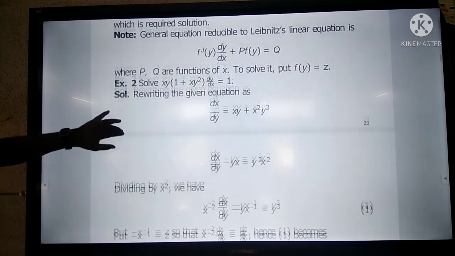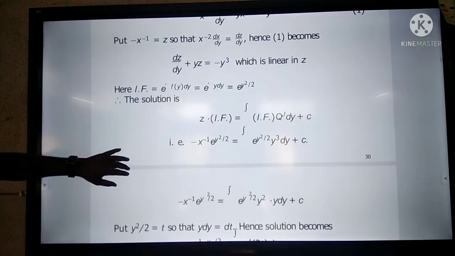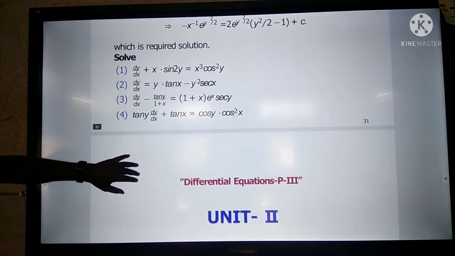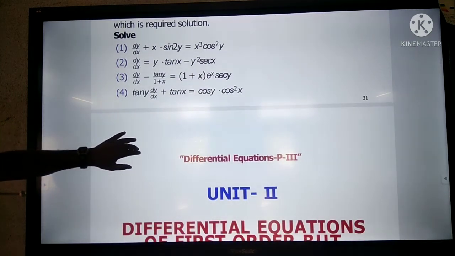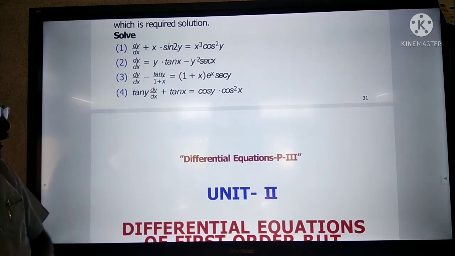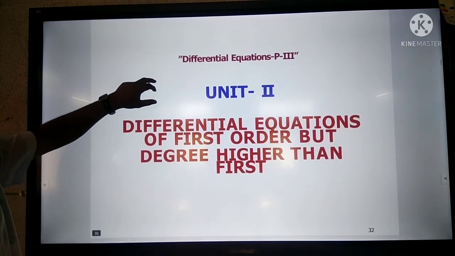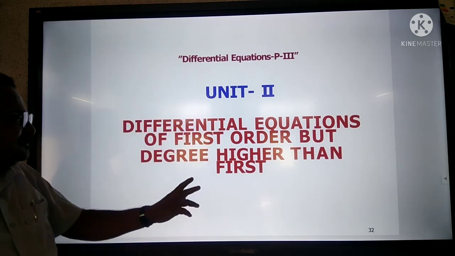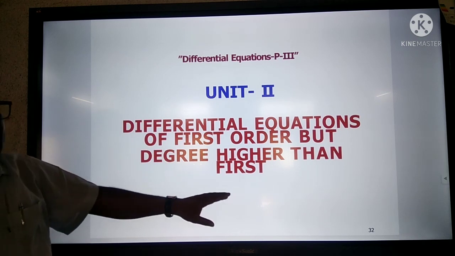We are not going to spend the time to explain this. So तुमच्याकडे ते totally आहे, examples दिले. So this is sufficient for you. Okay, this is a short video. Next time we start the next chapter, that is the differential equations of first order but degree higher than first.